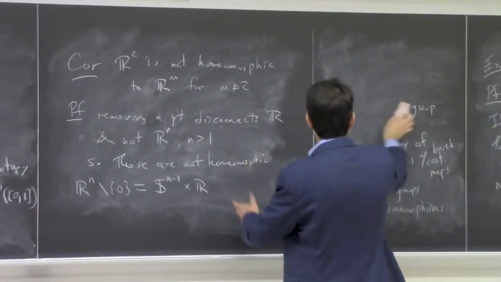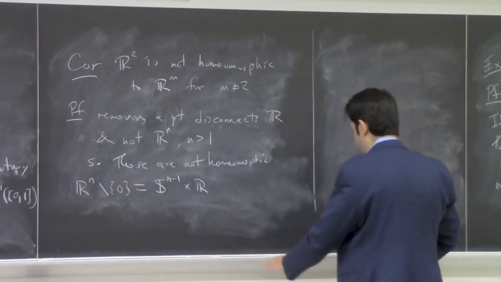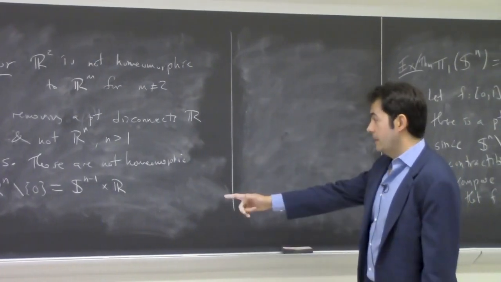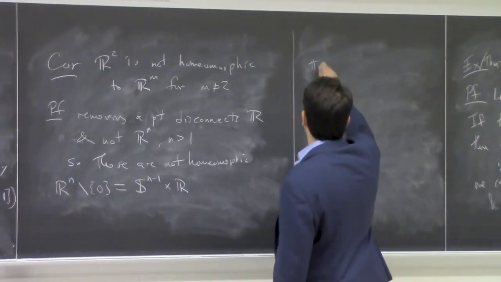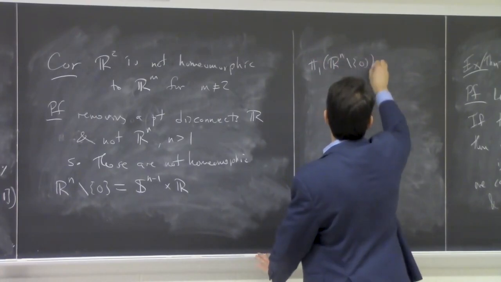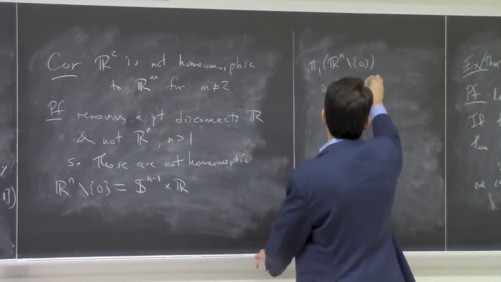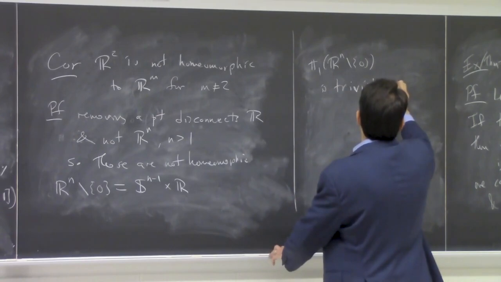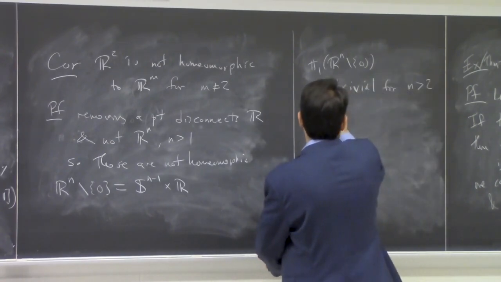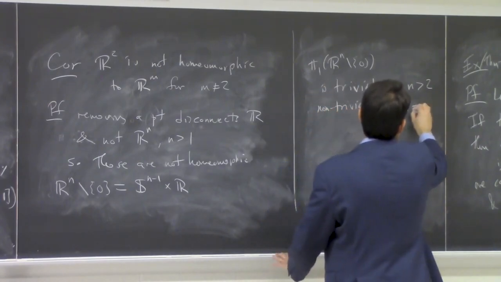Well, of course, something I'm using is that if they're homeomorphic, then you can remove a point from each one, and those spaces will be homeomorphic, right? So let's see what happens if you remove a point. So pi 1 of Rn minus 0 is trivial for n greater than 2 and non-trivial for n equal to 2.